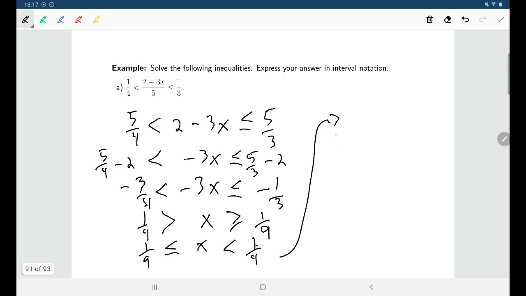I can say that my solutions are the values between 1/9 and 1/4, including the 1/9, but not including the 1/4. So round brackets around the 1/4, square brackets around the 1/9.